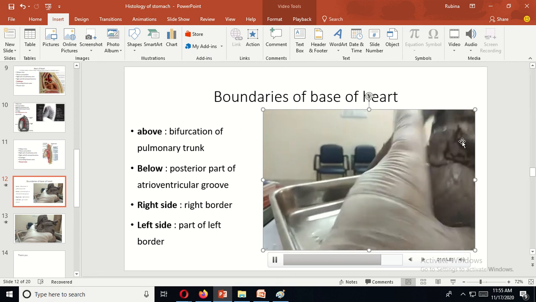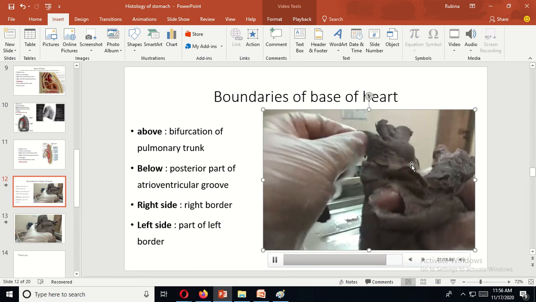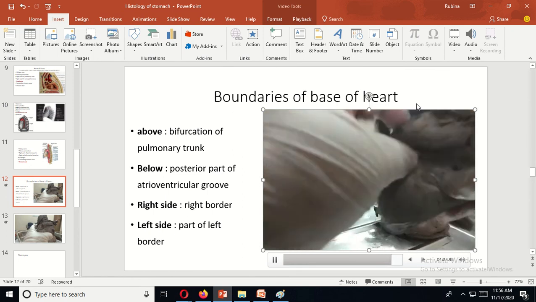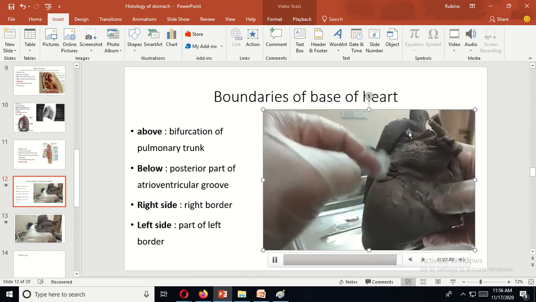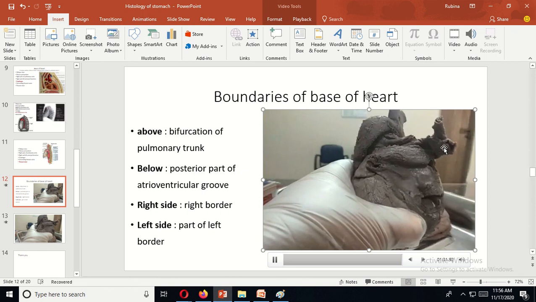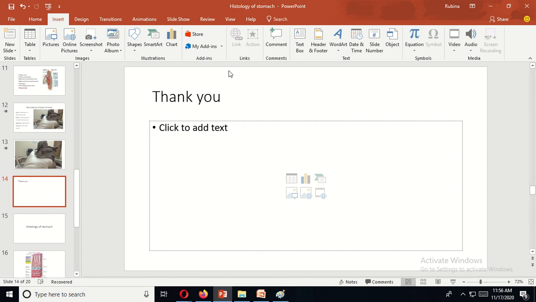Now this video shows the location of the transverse sinus. The transverse sinus is situated between the arterial end and the venous end. So in front there are the ascending aorta and pulmonary trunk, and behind the superior vena cava and pulmonary veins. So this is all about the base of the heart.